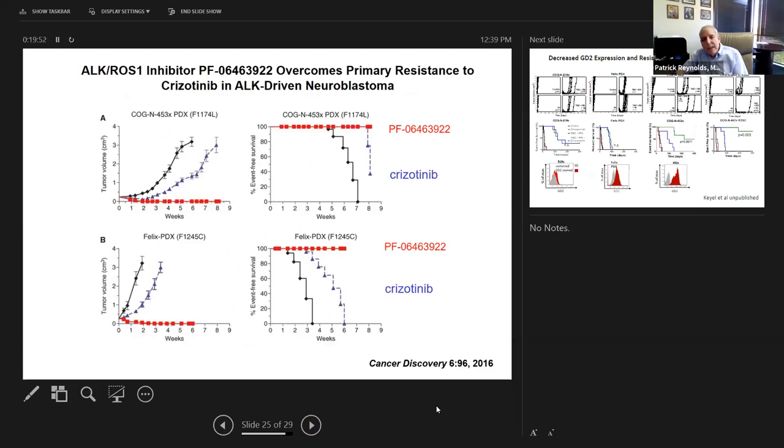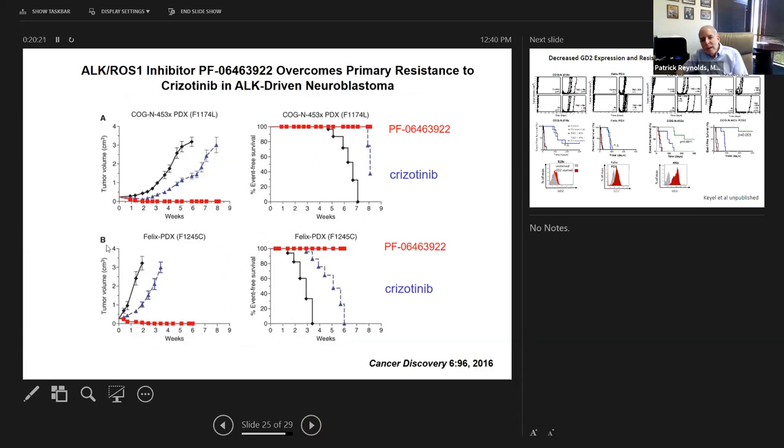She extended these data using 2 different patient-derived xenografts, both from post-mortem. These are both from patients that died of disease, so heavily pretreated. We failed them with their therapy. Here she compared crizotinib to the next generation ALK inhibitor that was developed, showing remarkably better responses with the next generation ALK inhibitor when these patient-derived xenografts are failing crizotinib.